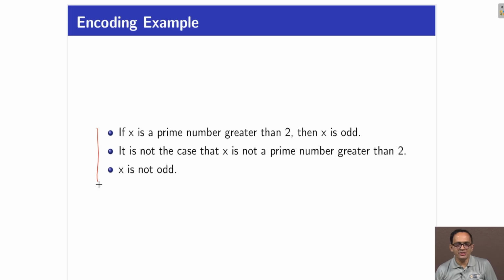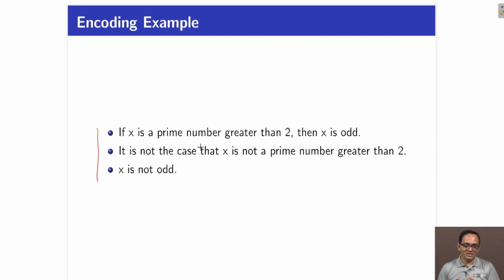So, it is a very simple example. Here I have three English test statements and I have to check whether they are actually consistent or not, right. The first one says that if x is a prime number greater than 2, then x is odd. Okay. So, if you know the prime numbers, other than 2, all prime numbers are actually odd, right. That is the first test statement, which talks about the fact that a prime number greater than 2 is effectively an odd number. And then the second sentence says that it is not the case that x is not a prime number greater than 2, right.